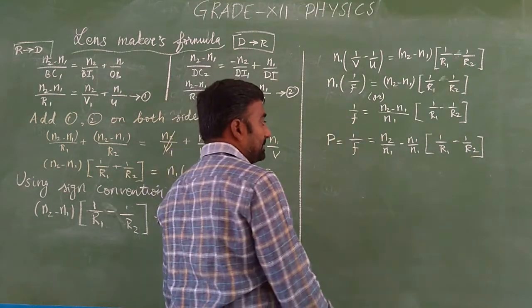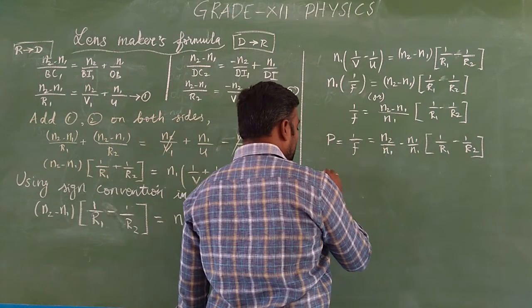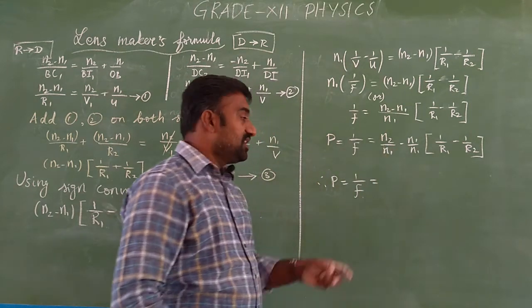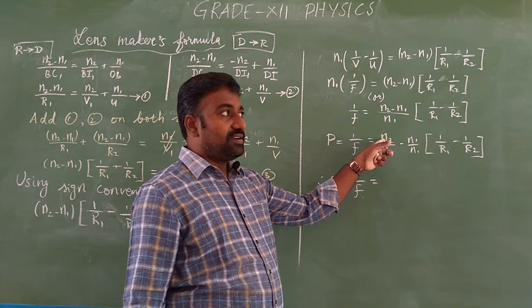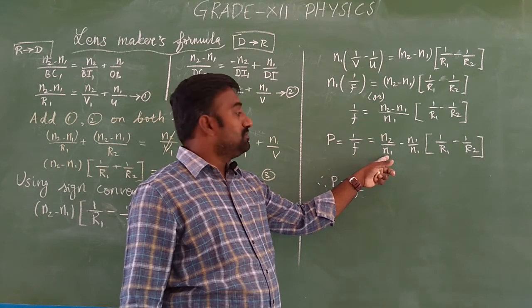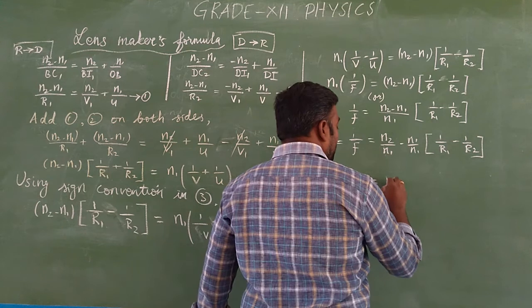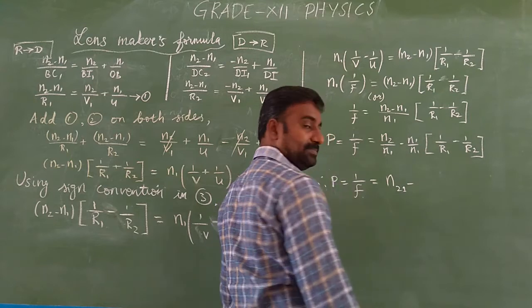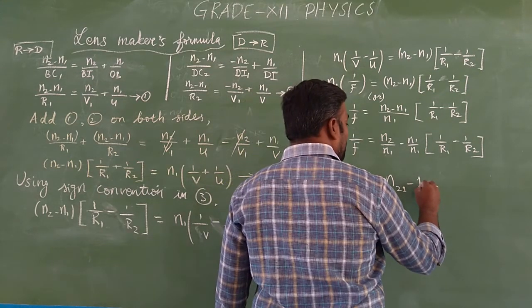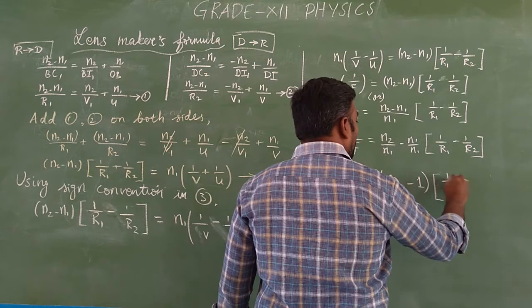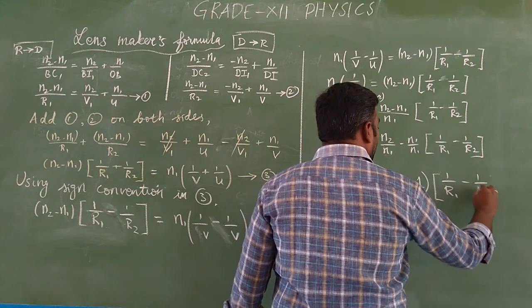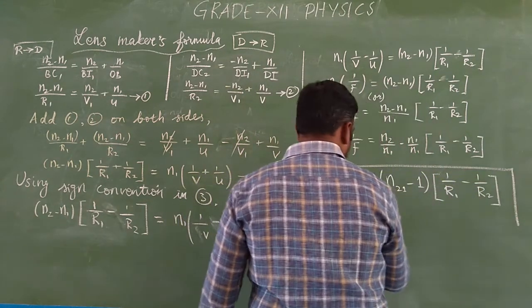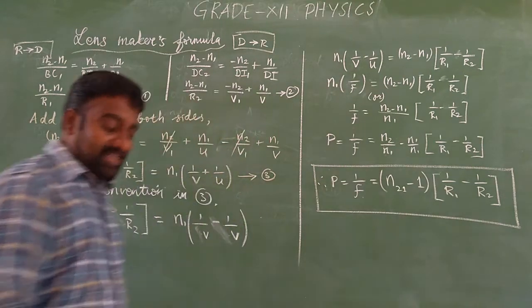Therefore power is equal to the reciprocal of focal length, which is equal to the ratio between the refractive index of this denser medium to the refractive index of the external medium, which is called the refractive index of the second medium with respect to the first medium, minus 1, into (1 by r1 minus 1 by r2). So this is the Lens Maker's formula. Since we obtained the Lens Maker's formula, it's a very simple derivation.